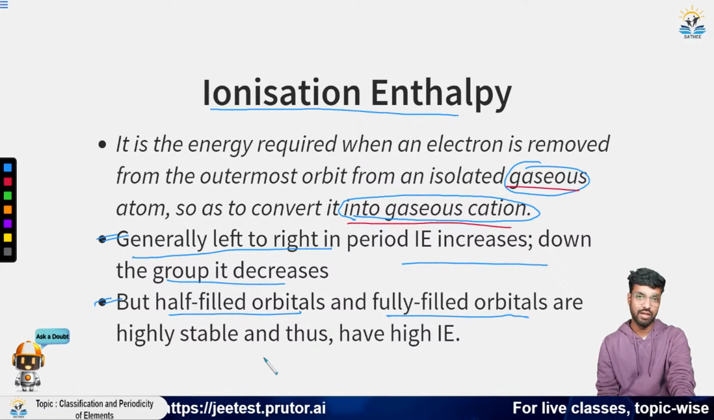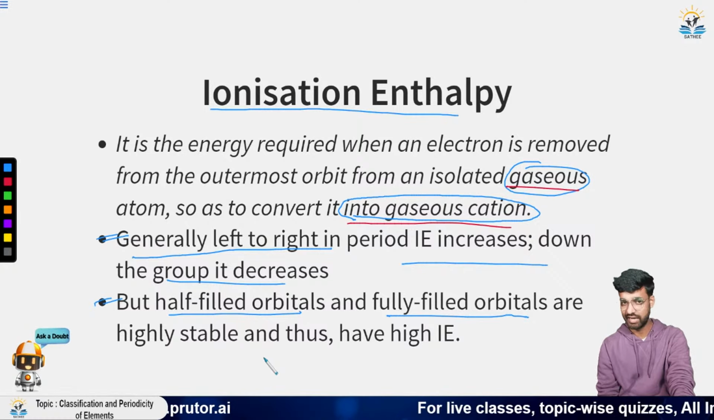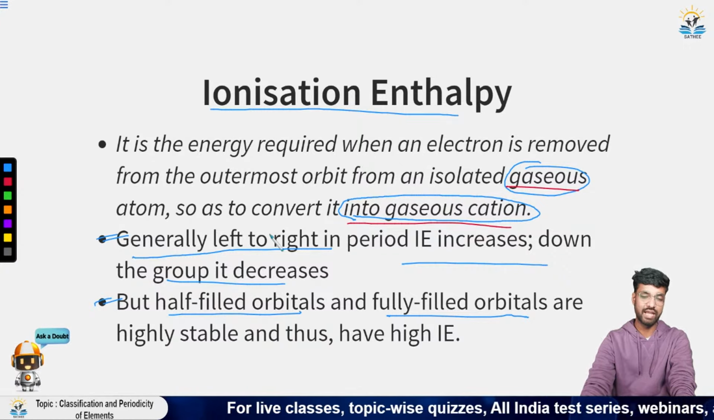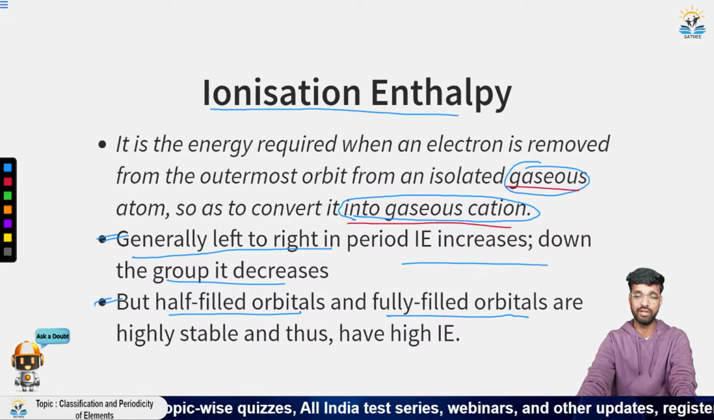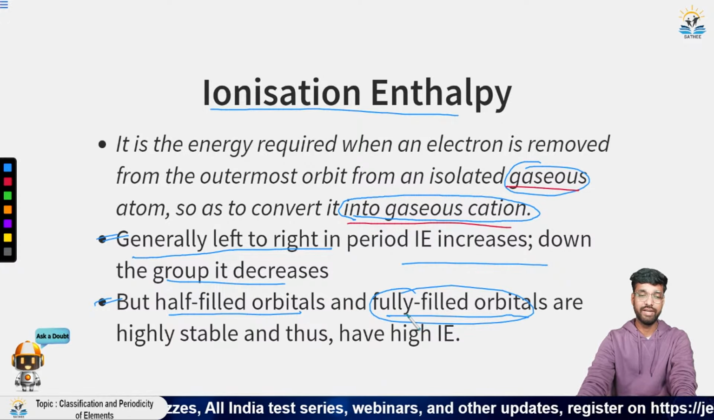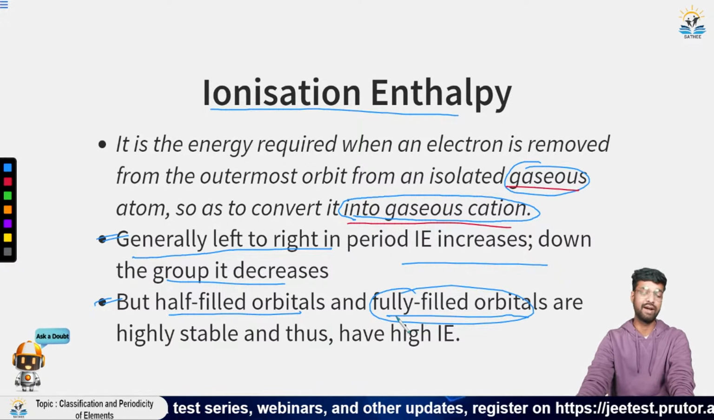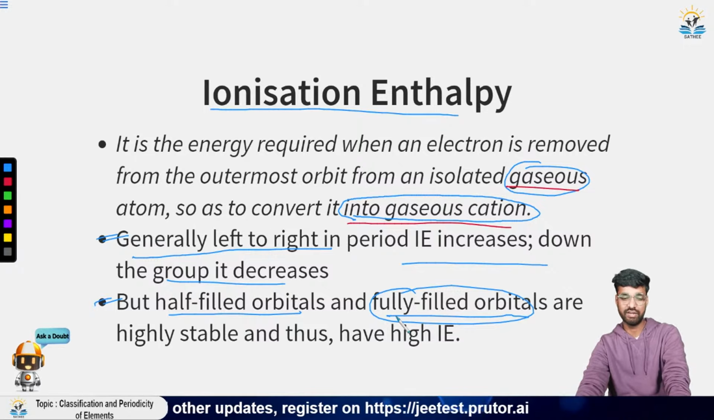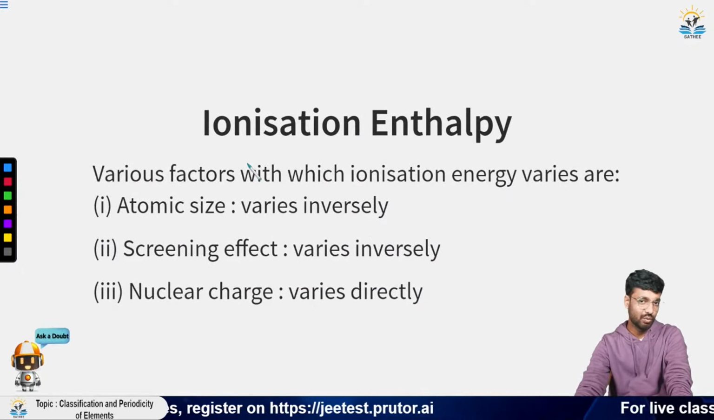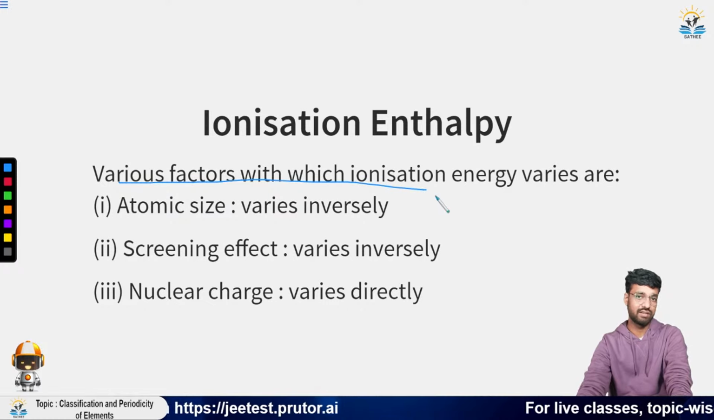So there is an extra jump when we move from this halogen to this noble gas, an extra jump in the ionization enthalpy. This is mainly due to the completely filled orbital or the complete octet, because fully filled and half-filled orbitals are very stable due to exchange energy and multiplicity. Okay, now what are the factors that affect this ionization energy?